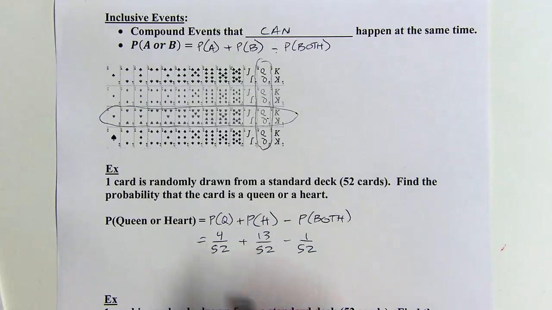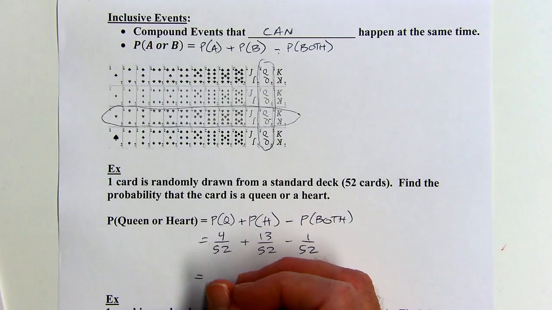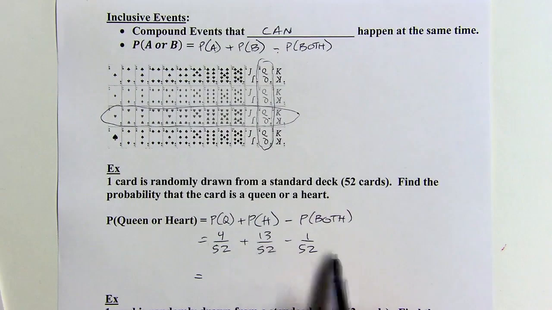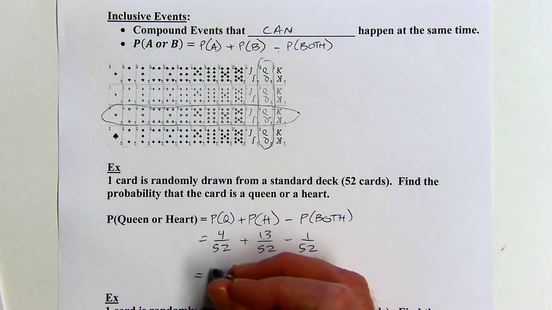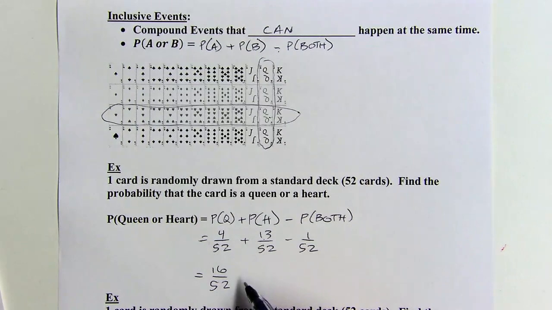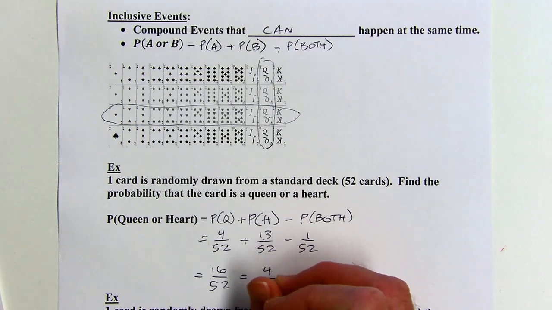Okay, so then I add it all up, and I'll actually reduce these first. No, I won't. Why would I reduce them? If I reduce them, I wouldn't have the same denominator. Let's keep the same denominator here. So I've got 4 plus 13 is 17, minus 1 would be 16 out of 52. And now I'll reduce it. That's going to reduce to 4/13.